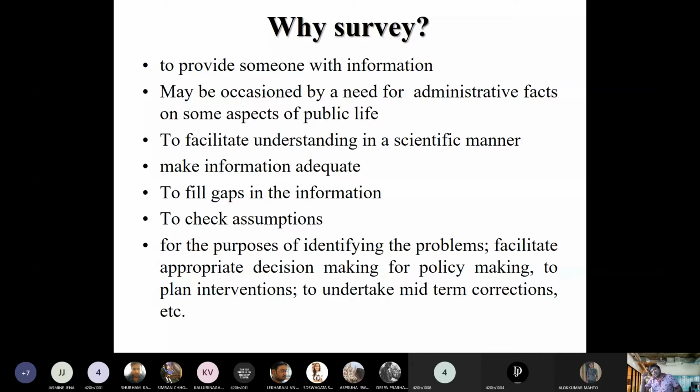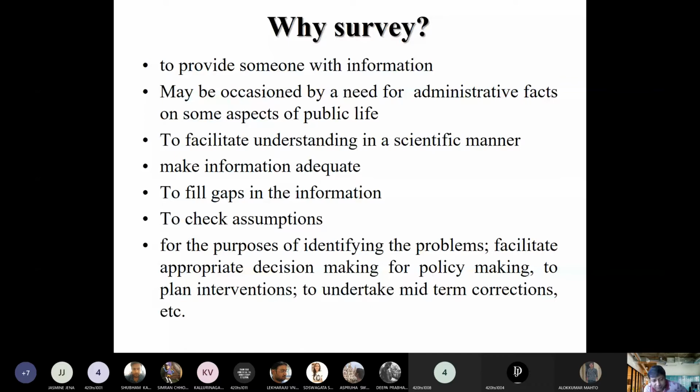Until I do a survey, I cannot get this. If I need more in-depth information, I may go for research, because research is generally an in-depth analysis, but a survey is a very quick mechanism, a quick way to collect information.